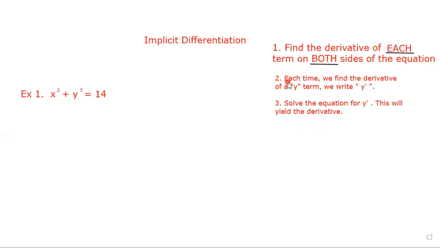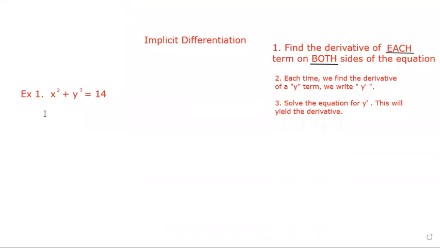Now, each time we find the derivative of a y term, we're going to write y prime. Not an x term, not a constant. We're going to stay disciplined. Each time we find the derivative of a y term, we're going to write y prime. Once we do that, we're going to solve the equation for y prime, and this will yield the derivative. So let's take a look at this one right here.